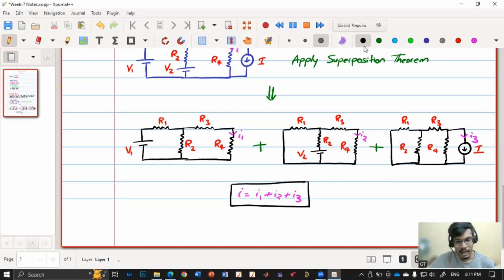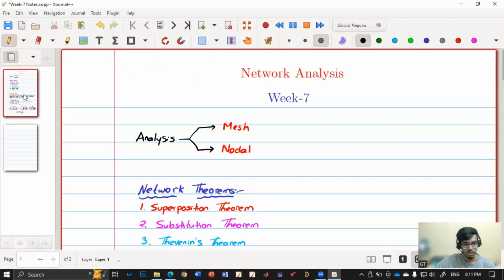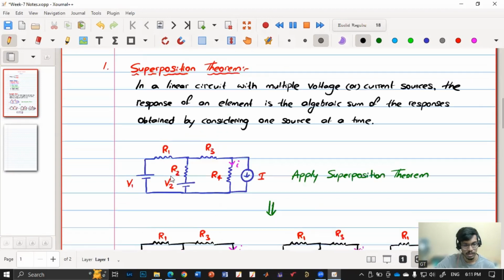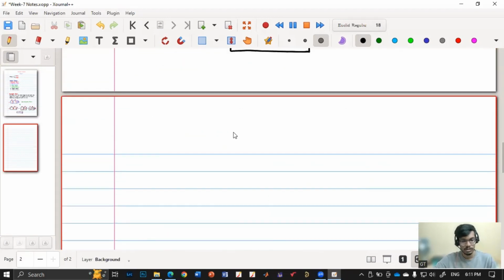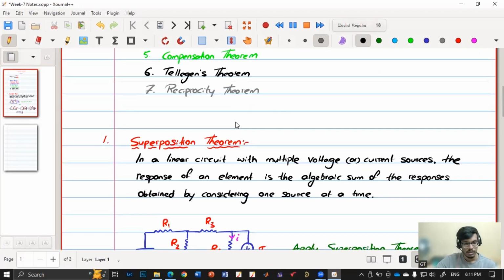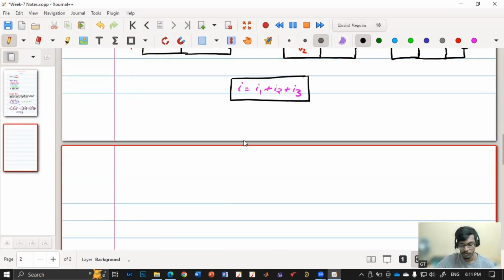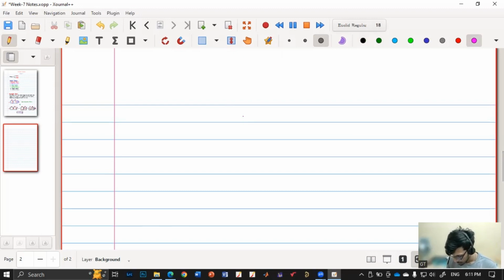So similarly, if there are n number of sources, we'll consider one at a time, and accordingly, we'll either short the voltage source or open the current source, and we'll proceed accordingly. So is this clear until this point? The superposition theorem. If you have any doubts, you may ask. Else we can proceed with the substitution theorem. Okay, I hope you don't have any queries, but you may stop at any time. Substitution theorem. So anyone?